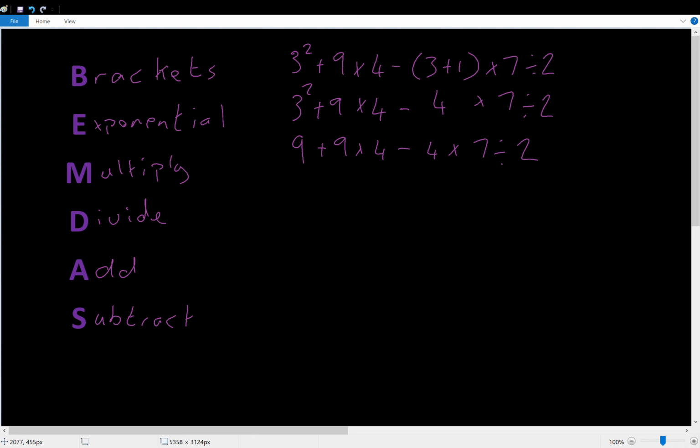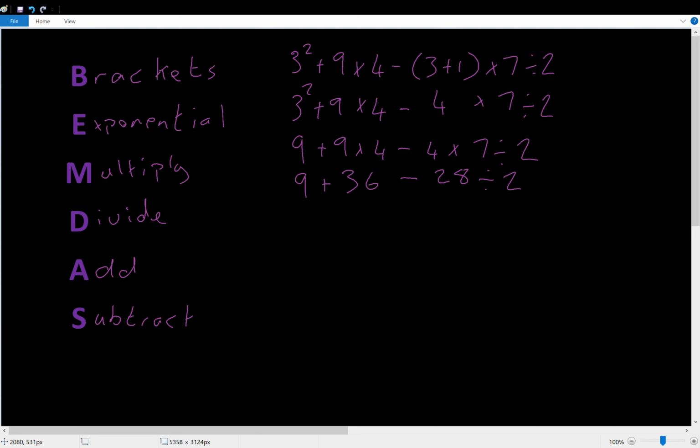Next up, we're going to do all of our multiplies. So we've got 9 times 4 and we have 4 times 7. So 9 times 4 is 36. And our minus is still going to stay the same, and then our 4 times 7, that's going to be 28. And that is still going to be divided by 2.